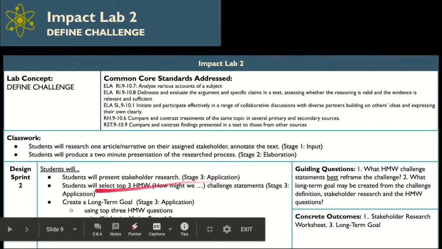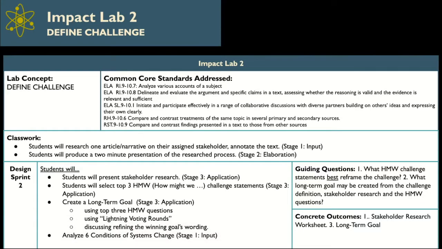This is the application stage. Students will select three how might we challenge statements. Next, they will create a long-term goal using the top how might we statements, and they'll be using that through lightning voting rounds, as well as discussing and refining the winning goal's wording. And then finally, they will analyze 6 conditions of systems change, and that's going back into the input stage.